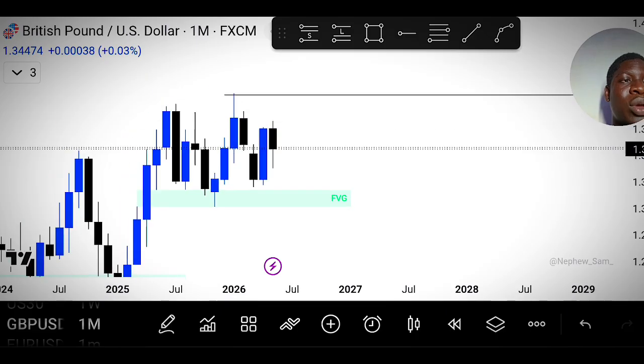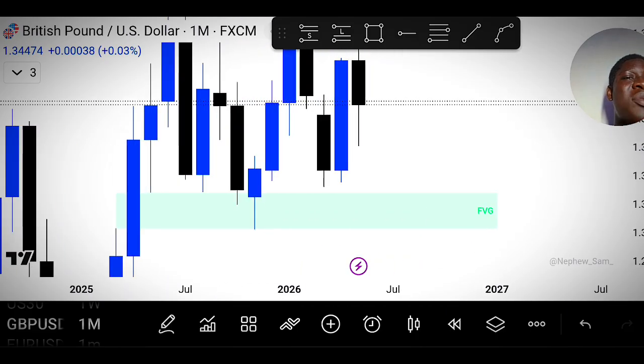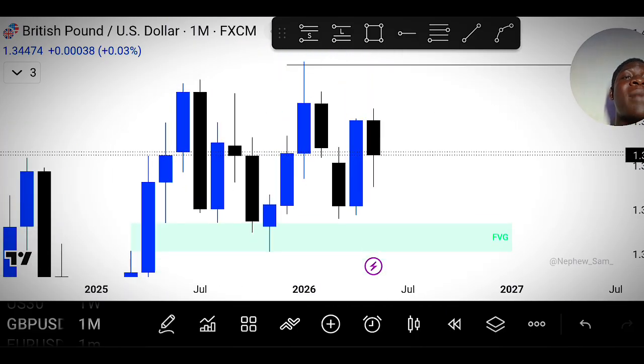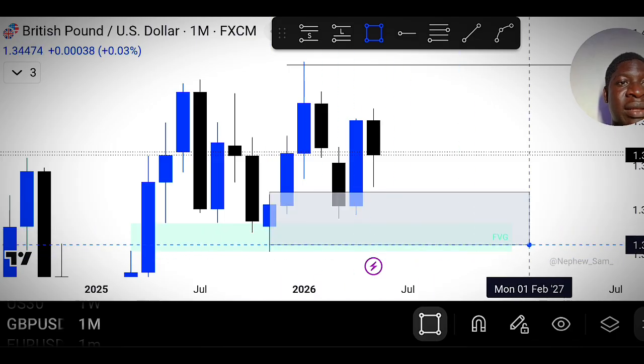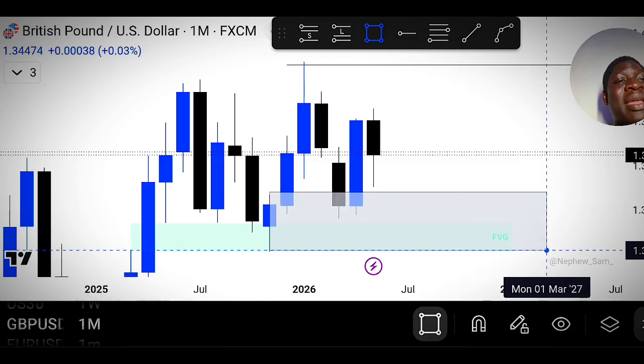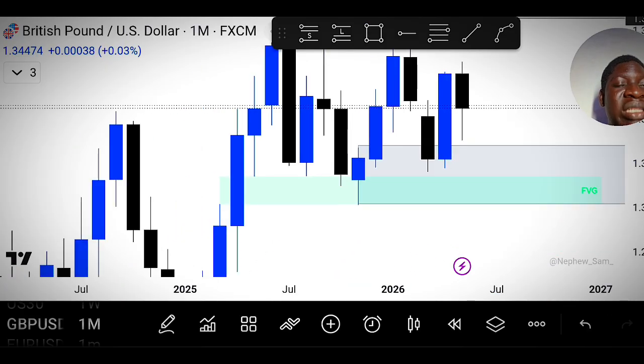When the market moved to the upside, the market now formed another monthly order block. This is the block I'm talking about, this blue candlestick. The market now formed another monthly candlestick, and as you can see, this candlestick is a strong candle that can push the market to the upside.